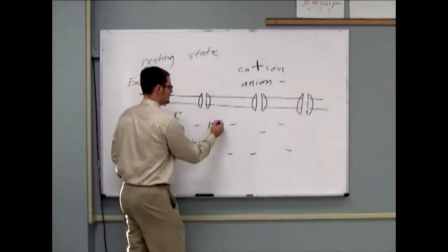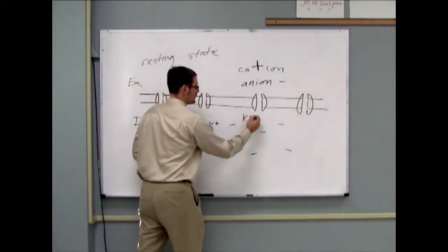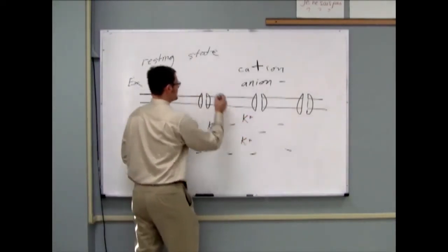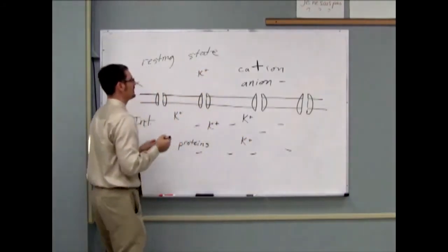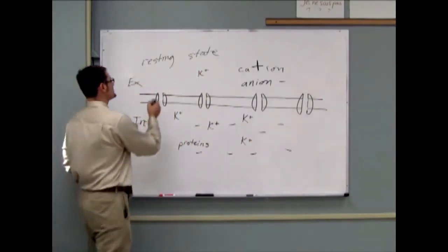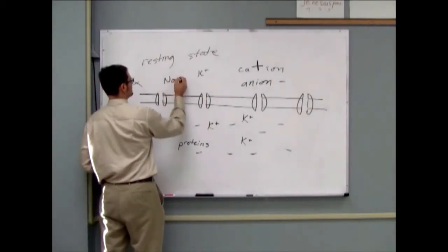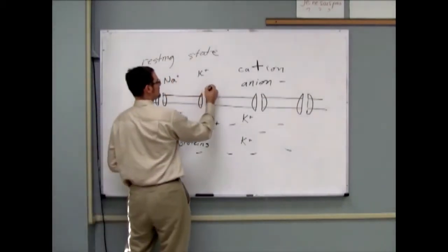And we're going to draw potassium in here. There's a little bit of potassium outside. However, we tend to see more sodium on the outside. That's another cation.